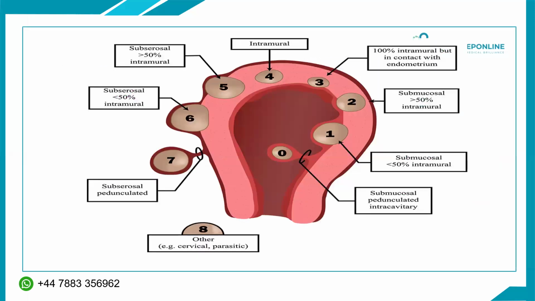Now coming to the FIGO staging, so now you have 0, which is a submucosal pedunculated intracavity. So it's completely inside the cavity of the uterus. 1 is when it is also submucosal, but it is less than 50% inside the intramural.